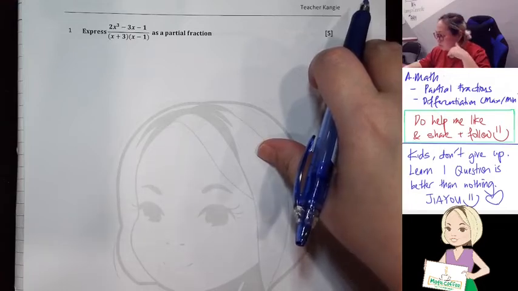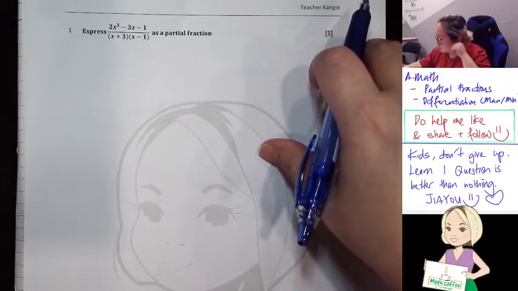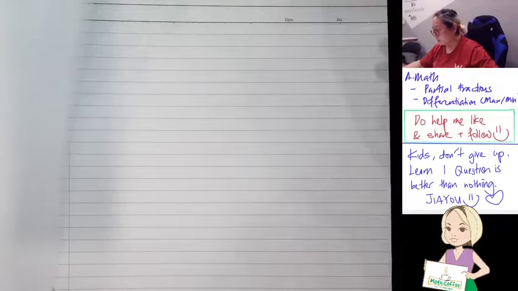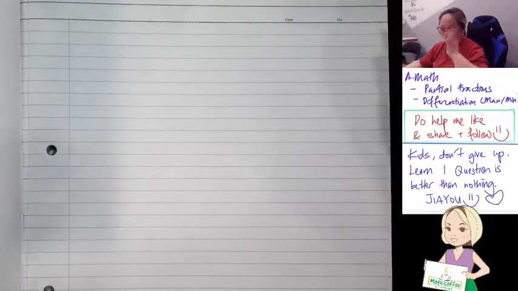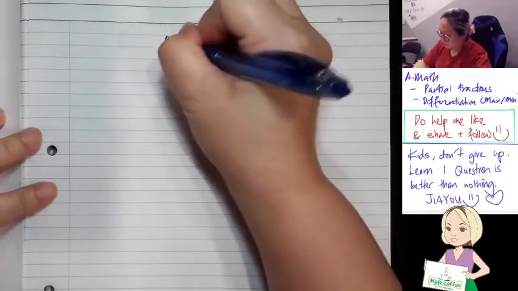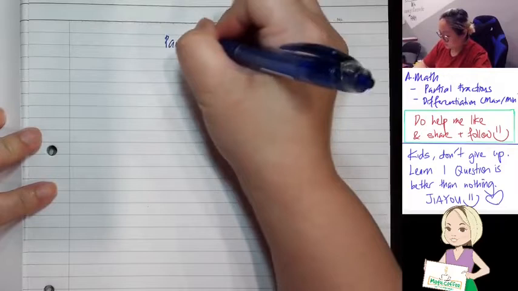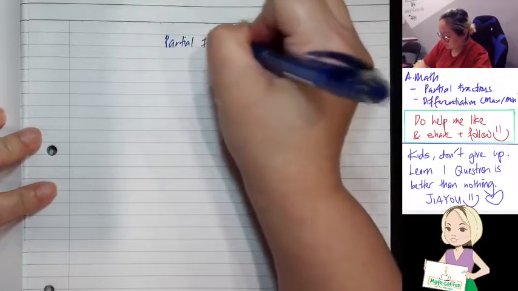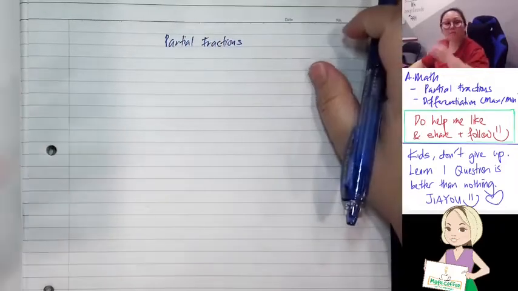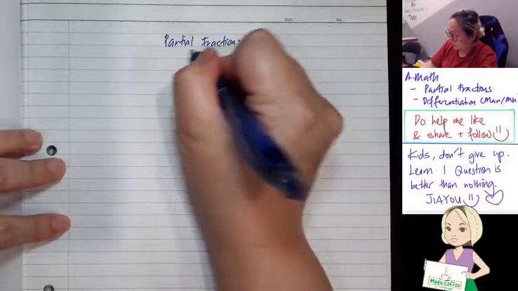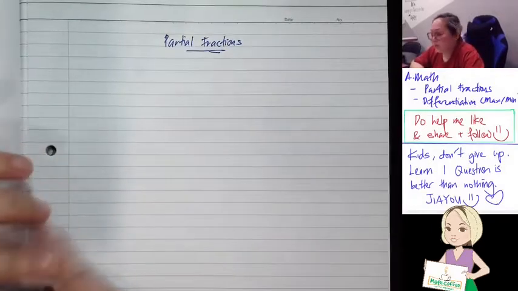Okay, so today let's start off with partial fractions. So let me talk a bit about partial fractions. So what exactly is partial fractions?